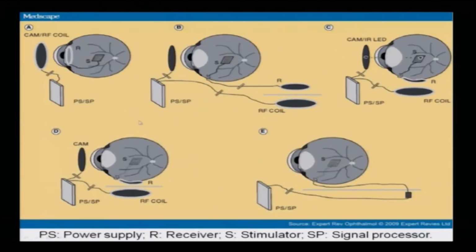And these are the different spots where you can really make all the connections. And there is a reference which is given, Expert Review in Ophthalmology, published in the year 2009. So, PS is the power supply, R is the receiver, S is the stimulator, and SP is the signal processor. So, this is how these different cameras are being put and different implants are being placed. So, there are different regions where they are being placed.